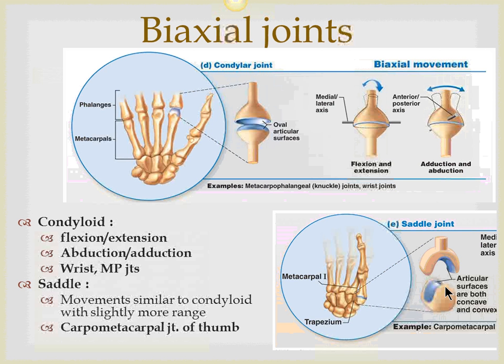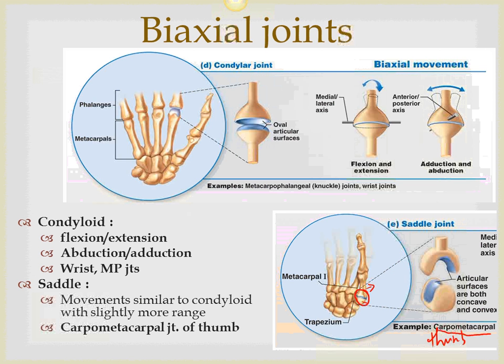And the joint, which is a perfect example of this saddle joint, is this joint between the carpal bone and the first metacarpal here. So this joint is called the carpo-metacarpal joint of the thumb. So it's in the thumb. The carpo-metacarpal joint of the thumb. And this joint is at the base of your thumb.